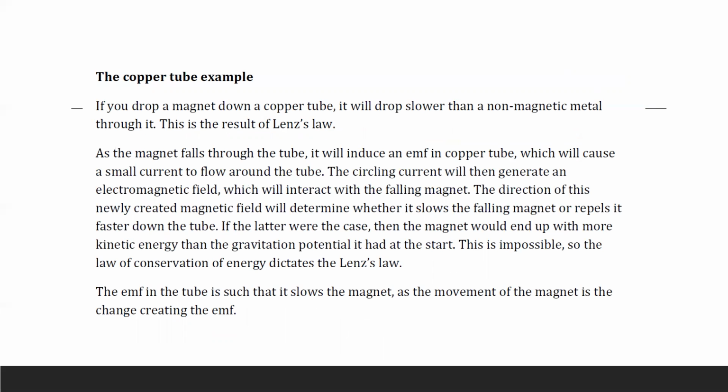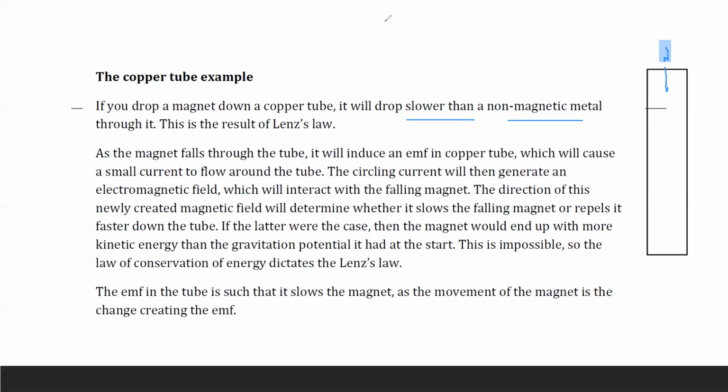So we can also use the example of a magnet dropped through a copper tube. For example, if you drop a magnet down a copper tube, what you will observe is that it will drop slower than through a non-magnetic material. Why will it drop slower than through a non-magnetic material?